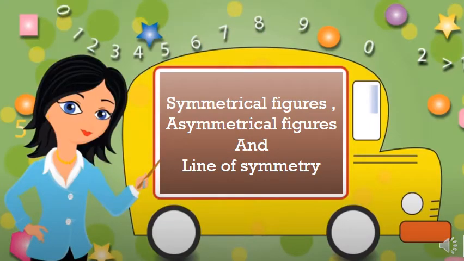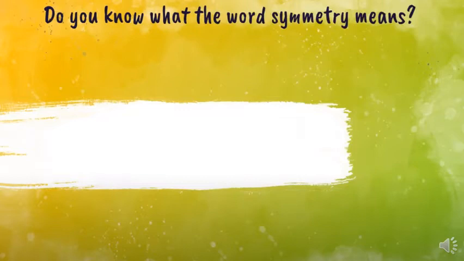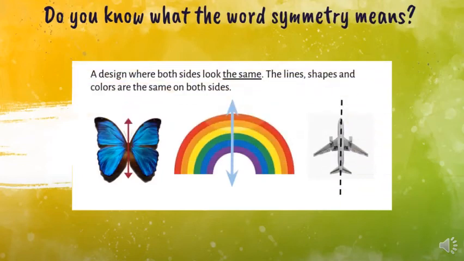In this lesson, you need to know the meaning of symmetrical figures, asymmetrical figures, and line of symmetry. Do you know what the word symmetry means? Symmetry means a design where both sides look the same. The lines, shapes, and colors are the same on both sides.